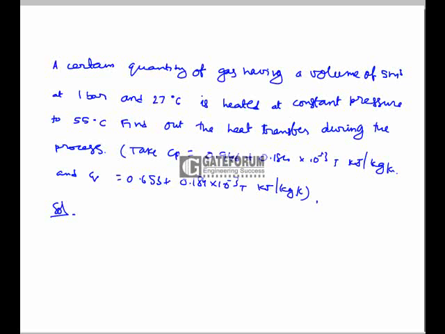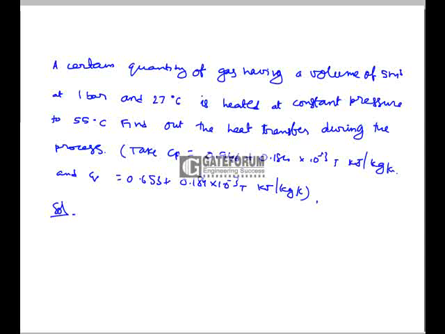A certain quantity of gas having a volume of 5 meter cube at 1 bar and 27 degrees centigrade is heated at a constant pressure to 55 degrees centigrade. Find out the heat transfer during the process. Take Cp is equal to 0.946 plus 0.184 into 10 power minus 3t and Cv is equal to 0.653 plus 0.184 into 10 power minus 3t.